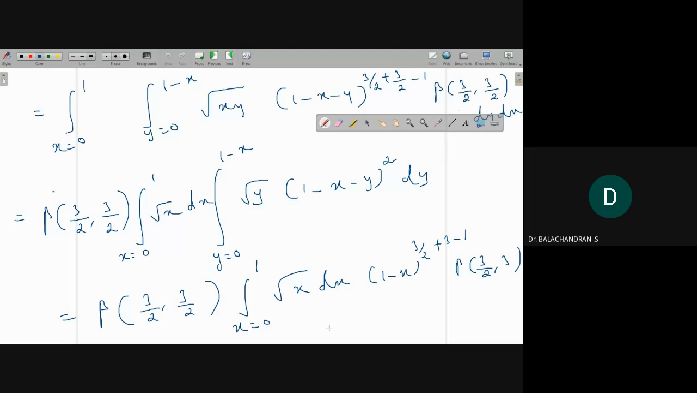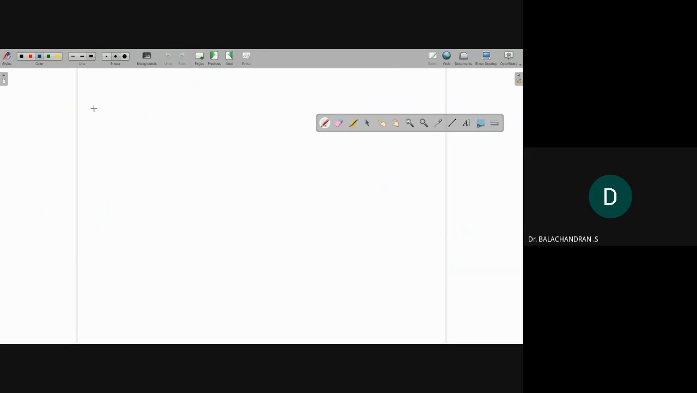Uddhavan, please tell, what is the answer? You got it? Sir, pi square by 960. Yeah, pi square by 960, correct.